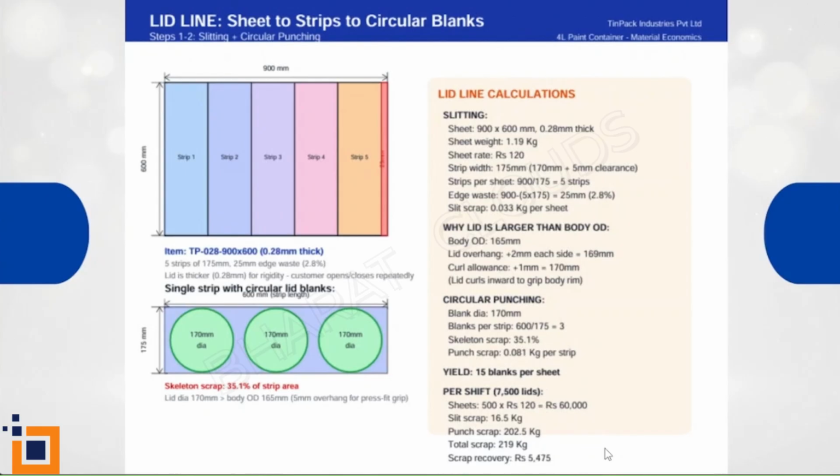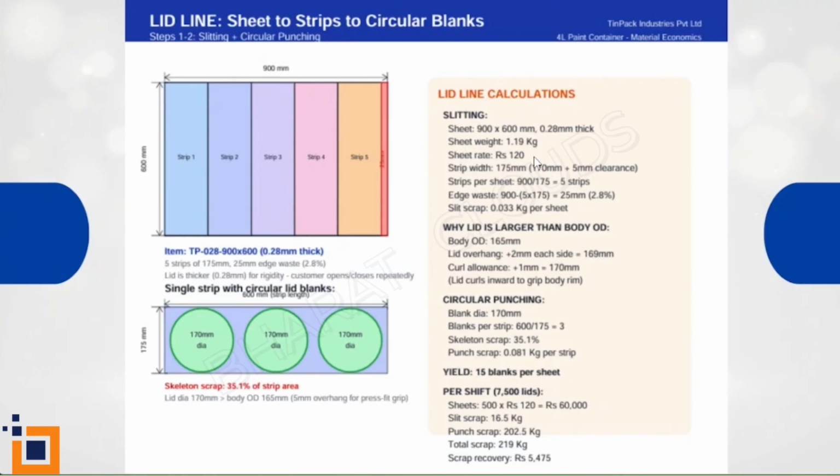The lid line follows the same pattern as the bottom, with 2 key differences. First, the lid is thicker, 0.28 mm instead of 0.20 mm. Same thickness as the body. Why? Because the customer opens and closes the lid repeatedly, with a screwdriver or a coin. So it needs the rigidity to survive repeated prying without deforming. This sheet is weighing 1.19 kilograms, costing 120 rupees.